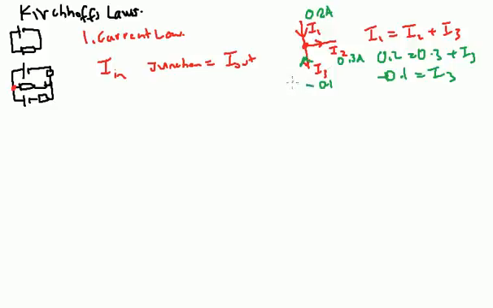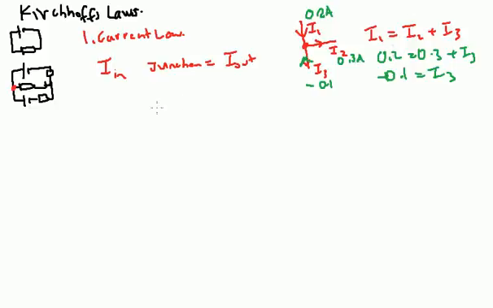The point I'm trying to make is, with the current law, as long as you write down any sort of rule that makes sense, I1 equals I2 plus I3, if you get the directions wrong, it doesn't matter. When you put the values in, the directions will come out of the formula, and it will all work out in the end. Okay, so that's the current law. That's the first one.